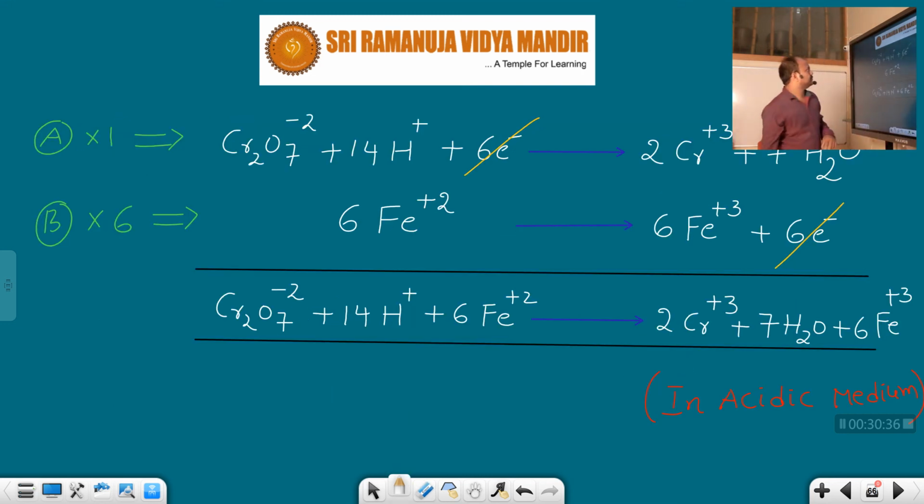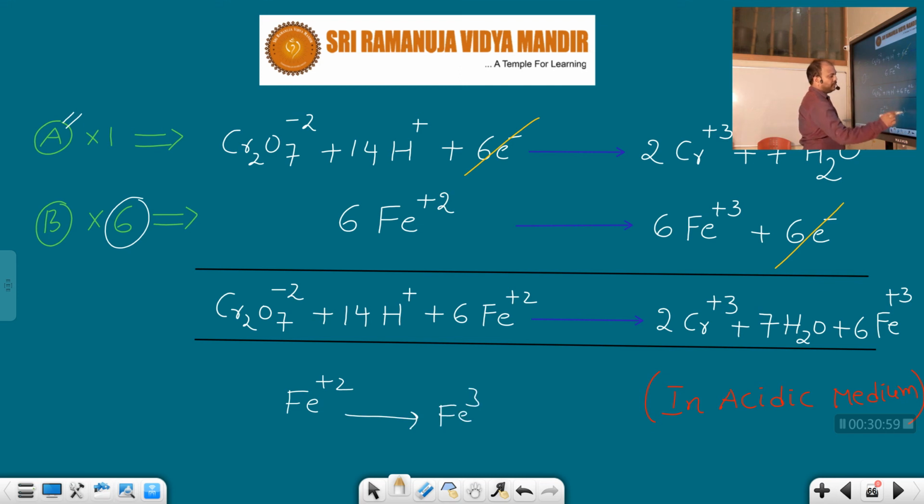So after that what will happen? Reaction A is multiplied with 1, so the same reaction remains in the reduction reaction: dichromate ion plus 14H plus plus 6 electrons gives 2 chromium plus 3 plus 7 water molecules. B multiplied with 6. B reaction means Fe plus 2 changes into Fe plus 3 plus electron. Am I correct or not? So this is the B reaction, multiplied with 6. That's why 6 Fe plus 2 gives rise to 6 Fe plus 3 plus 6 electrons.